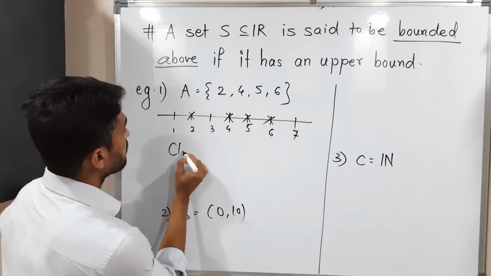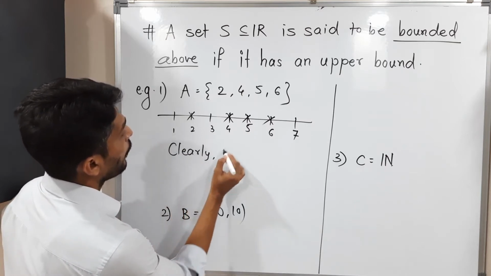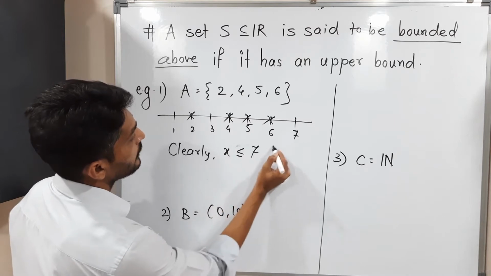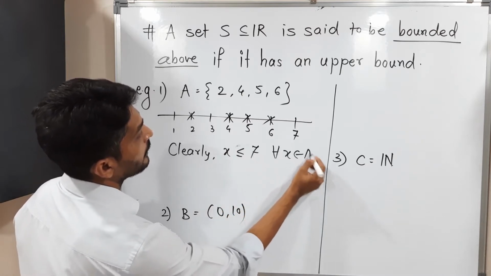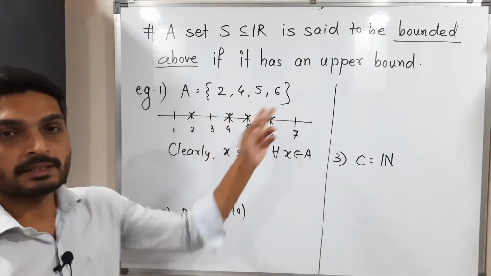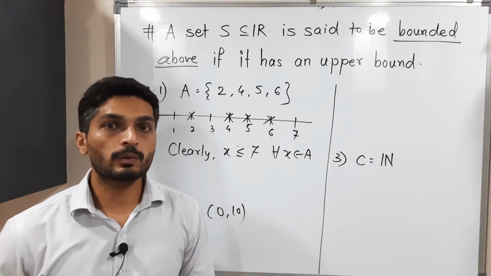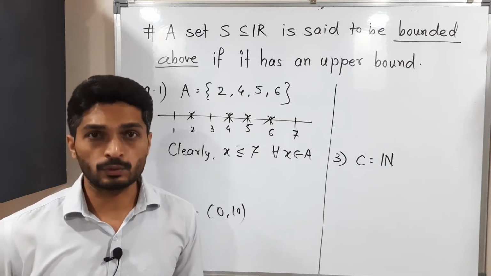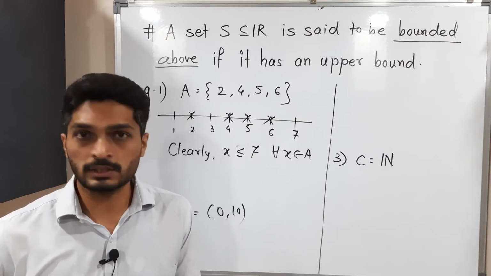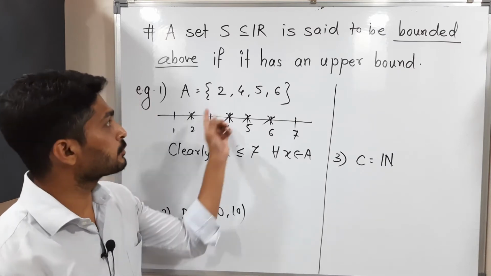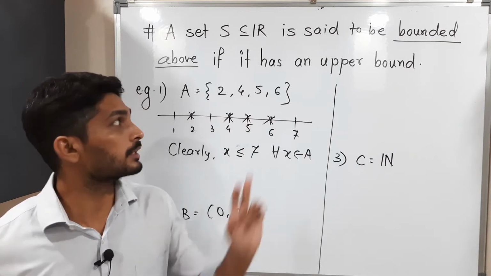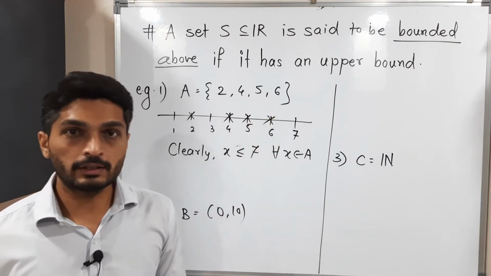So clearly, all elements of A are less than or equal to 7. All elements of A. So therefore we can declare 7 is an upper bound. You can write for 8 also. Even you can write for 6 also. 6 is also an upper bound, since all elements are less than or equal to 6, equality is also there. So all these are upper bounds.